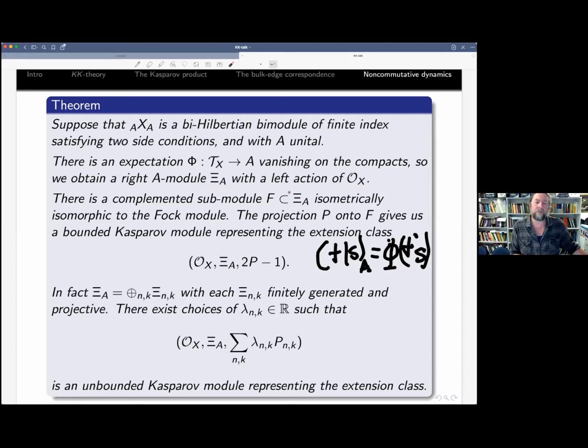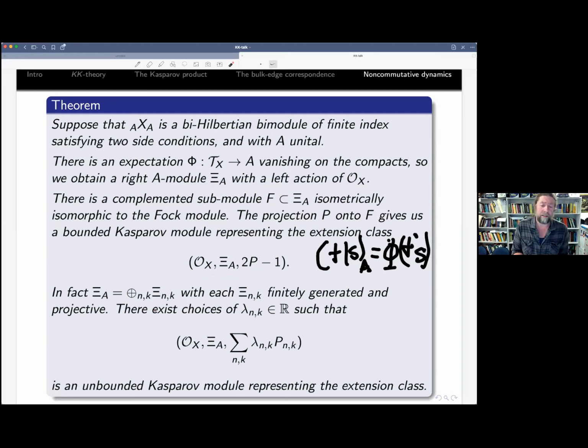Inside that module, there's a complemented submodule F, which is isometrically isomorphic to the original Fock module. And the projection onto that defines a bounded Kasparov module. And it represents the extension class. So we can actually identify the extension class as a bounded Kasparov module.